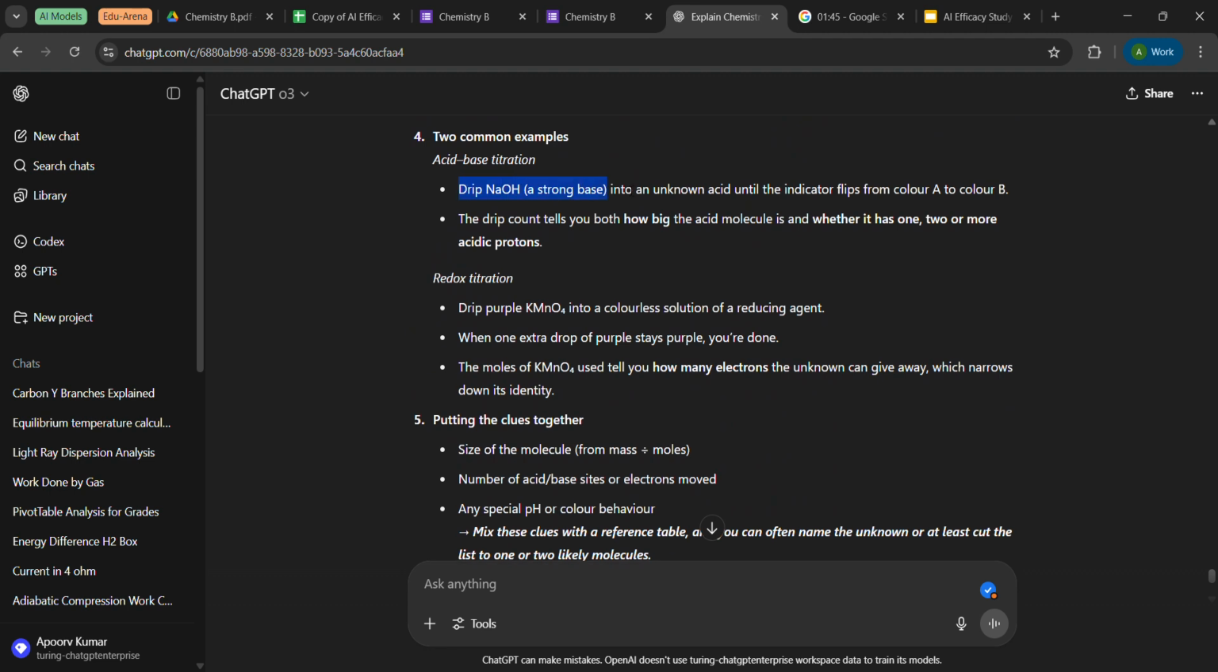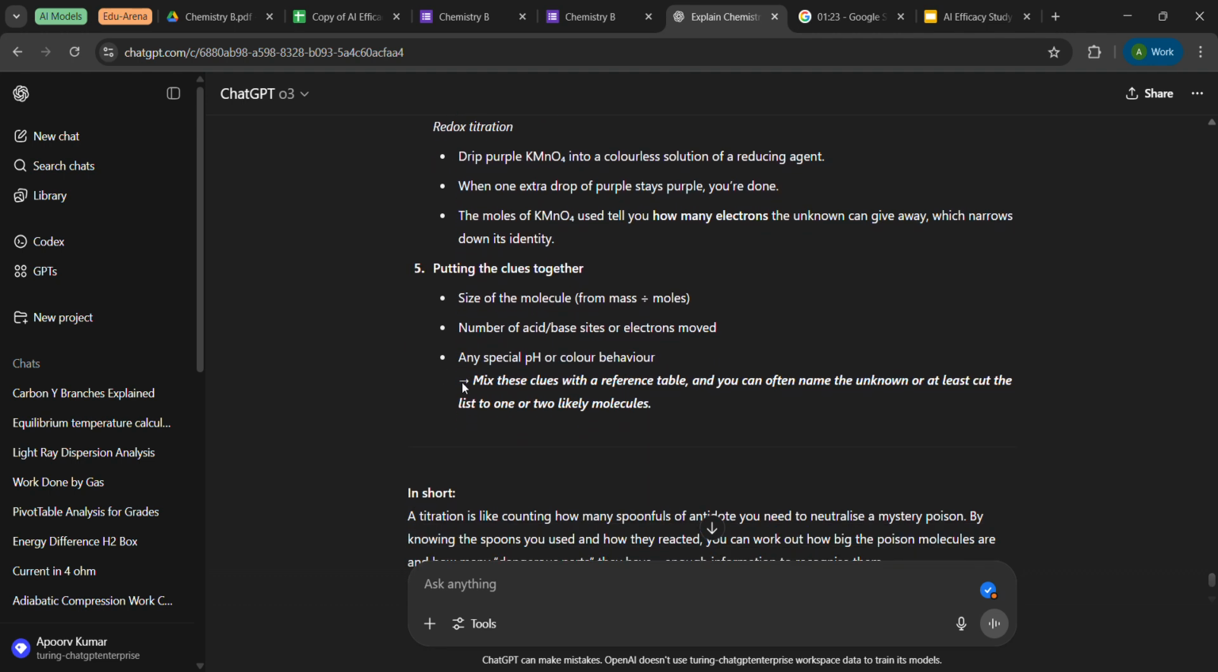Acid-base titration: drop in a strong base into a known acid until the indicator flips color. Redox titration: drip purple KMnO4, potassium permanganate. When one drop stays purple, you are done. Putting the clues together: size, molecule. Add any special pH or color behavior. Mix these clues with the reference table. You can often name the unknown or at least cut the list to 1 or 2 likely molecules.